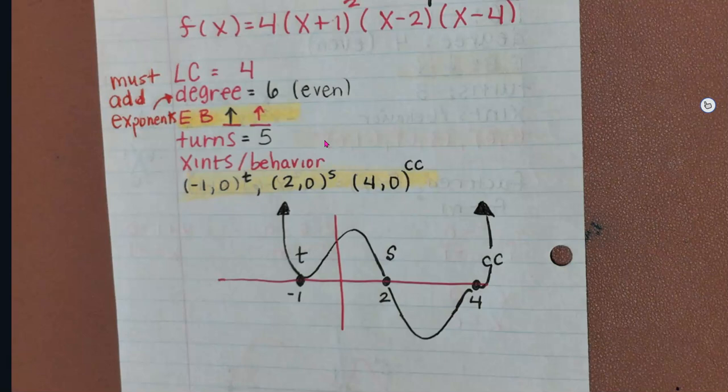The degree is 6. The turns are 5. Let's check the turns. Down, then it goes up. That's 1 turn. Look, here's another turn. Look, here's another turn. So that's 3. Anytime you write CC, that's 2 turns because it goes like that. That's 2 turns right here. So 2, 3, 4, 5. 5 turns, we're good. And that's graphed.